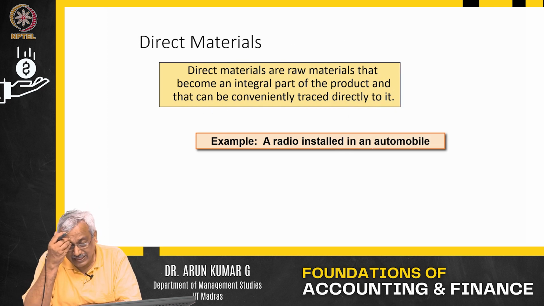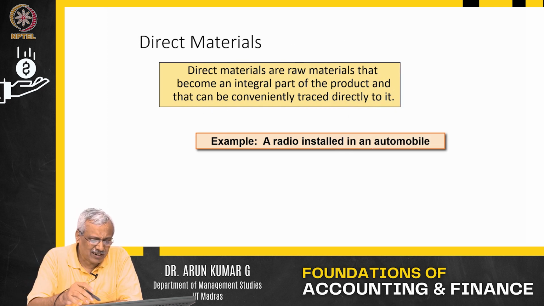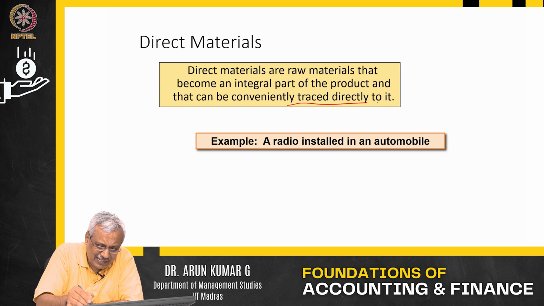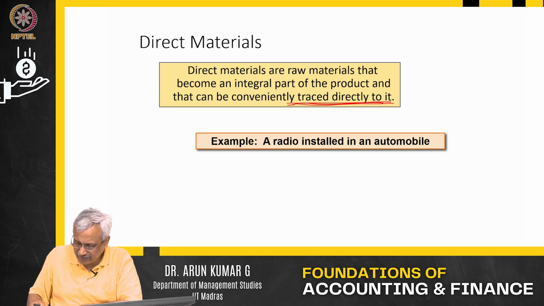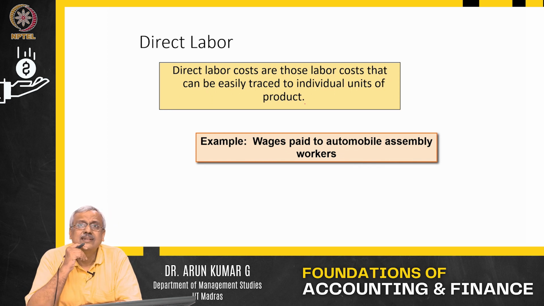Now what is direct material? I have explained. It is the raw material that forms an integral part of the product and conveniently can be traced directly to the product. Please note, the key word there is directly. A car radio installed in an automobile can be traced back. Tires in an automobile, all direct costs, can be traced back. These are all called direct material.